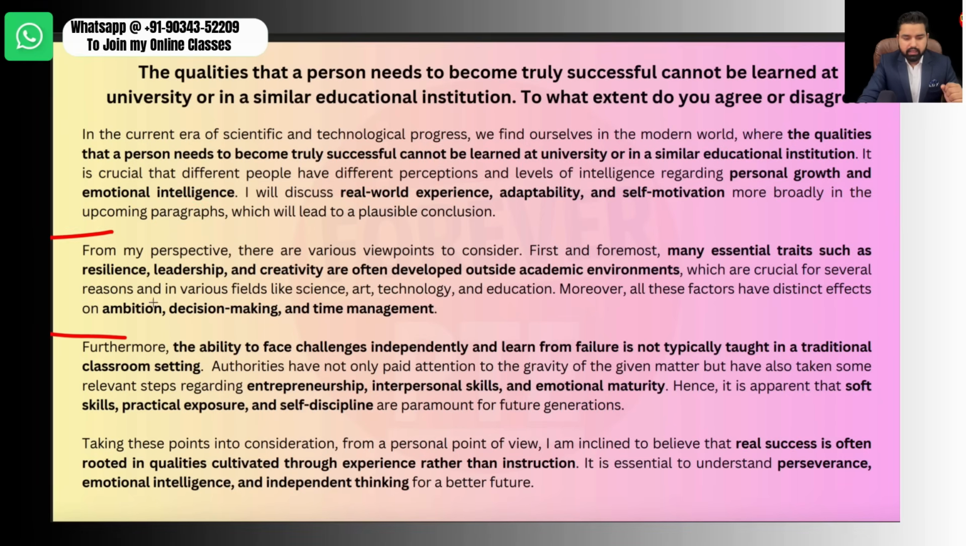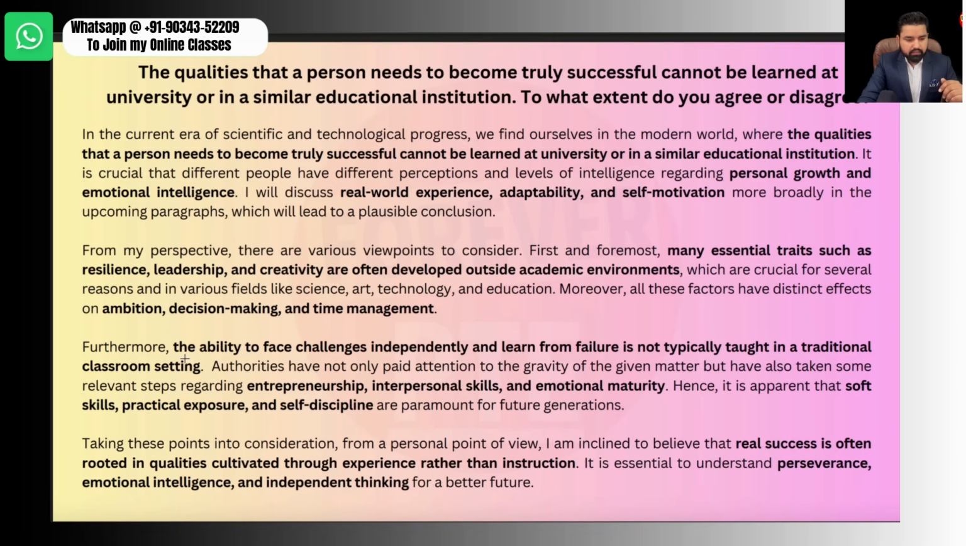Then in second paragraph, again I wrote one line related to the topic. Many essential traits such as resilience, leadership, and creativity are often developed outside academic environments. So I wrote somewhere between 15 to 20 words. If you are unable to create a lengthy sentence, what you can do is you can write one small phrase: many essential traits such as resilience, leadership, and creativity. Then you can put a comma and write one more phrase. Right. Then we have written topic related keywords like ambition, decision making, and time management.